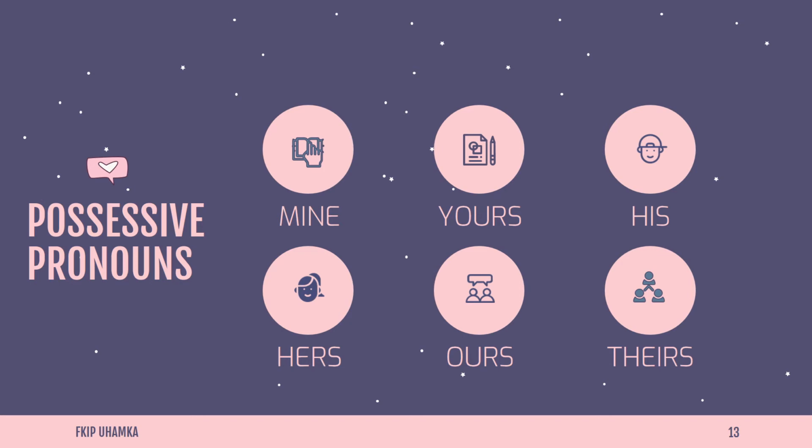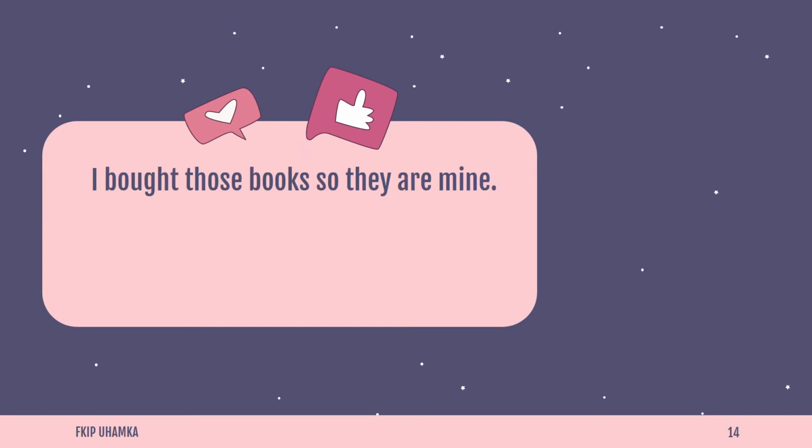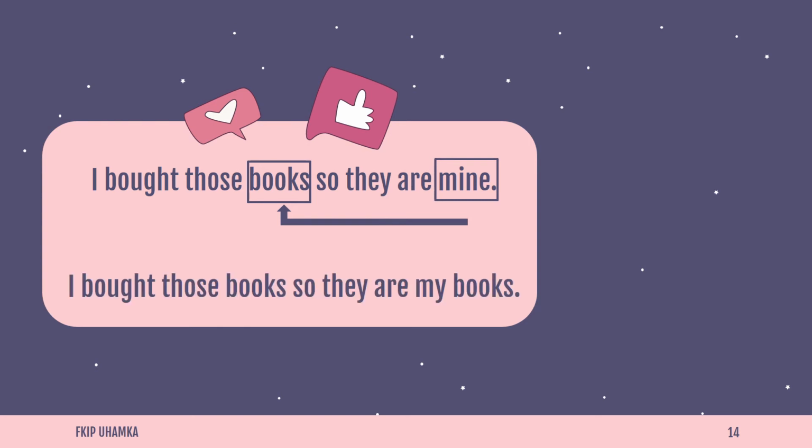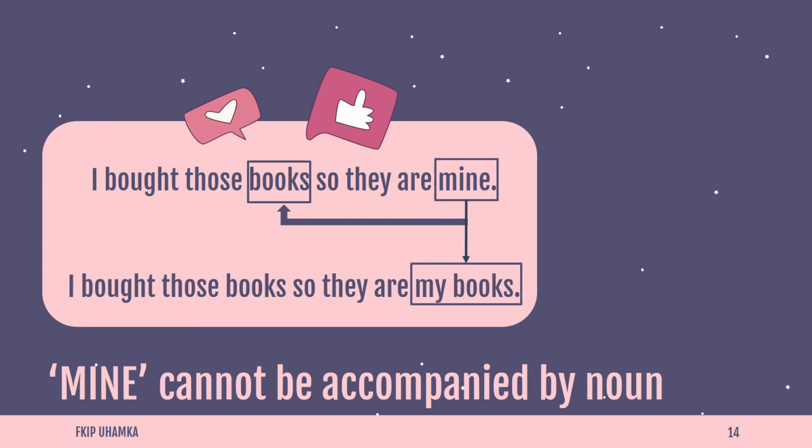Okay, the second type of pronouns is possessive pronouns. And we have mine, yours, his, hers, ours, theirs. In the next slide, I will tell you why they are called possessive pronouns. For example, I bought those books, so they are mine. So the word mine replaces the word books. Or we can also say I bought those books, so they are my books. So the word mine has the same meaning as my books. But how can we differ the word mine from my? If we use mine, we don't mention the noun. So remember, the word mine cannot be accompanied by a noun. As in the example, you don't mention the word book after mine, right?